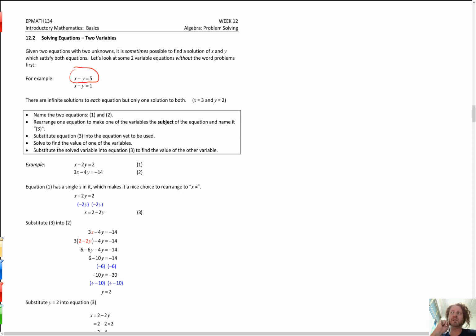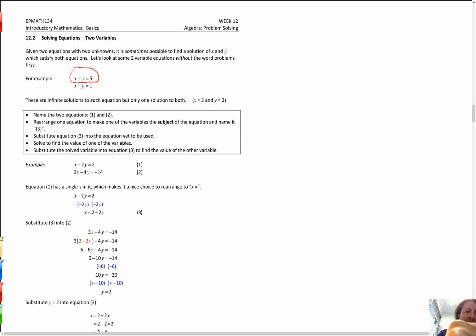I could say x is 2 and y is 3. They had to give 5. X is 1 and y is 4. Yeah. I could say x is 20 and y is minus 15. They had to give 5. So if I've got 2 variables in one equation, I can't get a unique solution. Okay? I've got infinite solutions.